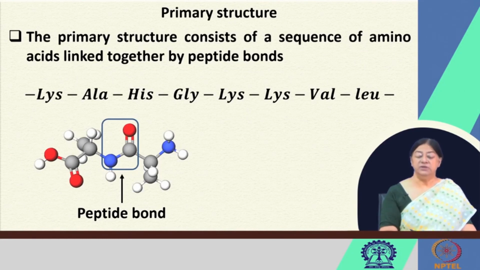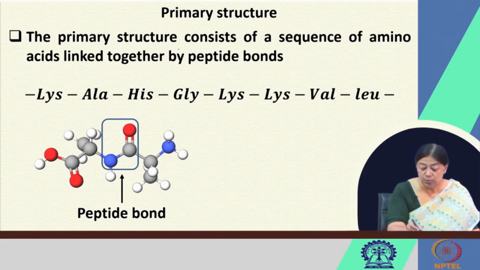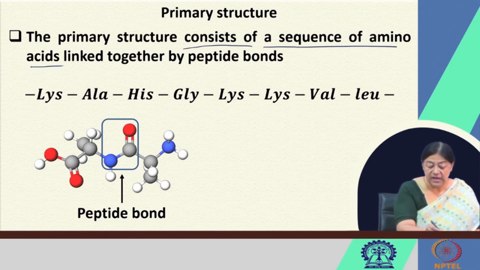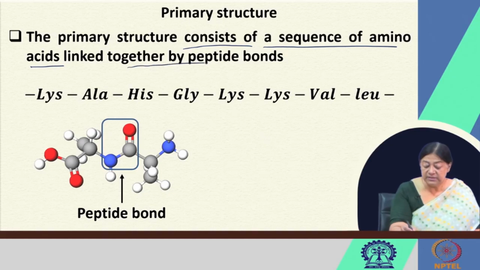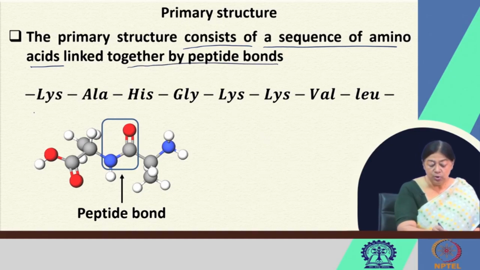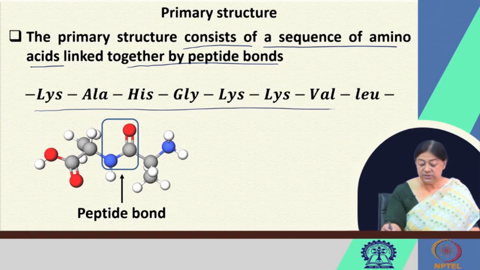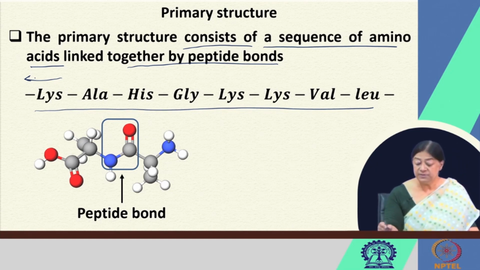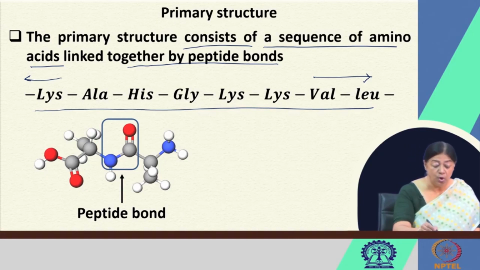When we look at the primary structure of proteins, they consist of the sequence of amino acids, as we found out, linked by the peptide bonds. So, this is our sequence of amino acids. On the left hand side we have the N terminus, on the right hand side we have the carboxyl terminus, because we know that this peptide bond is formed from a combination of the CO and the NH.